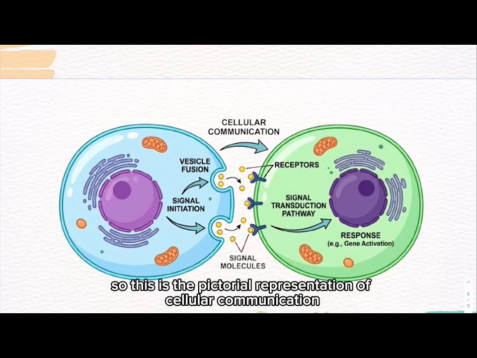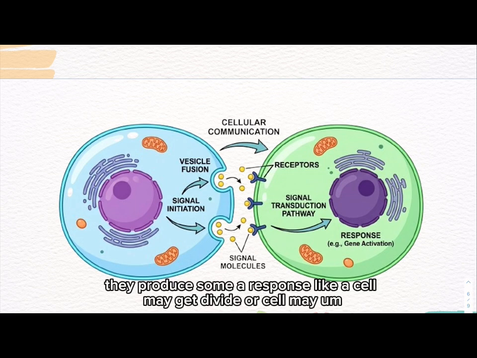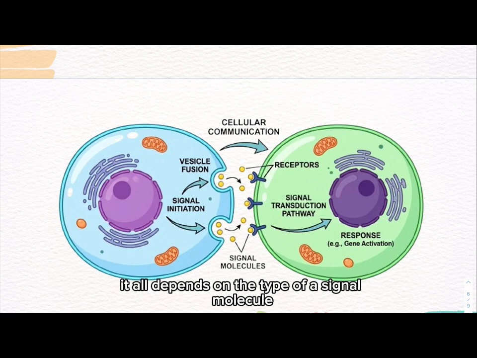So this is the pictorial representation of cellular communication. One cell produces signal molecules, and these signal molecules get attached to the receptor of another cell, triggering the transduction pathway. After the transduction pathway gets activated, it produces some response, like a cell may divide or a cell may stop dividing. It all depends on the type of signal molecule.